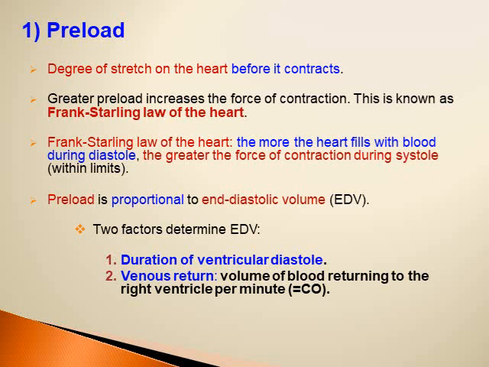The second important factor that determines the end diastolic volume, or the volume of blood that will be in the ventricles at the end of ventricular diastole, is the volume of venous return. Venous return is the volume of blood returning to the right ventricle per minute. So we have the right ventricular venous return, and we have the venous return to the left side. So it is just the amount of blood returning to any ventricle in 1 minute, and theoretically it should be exactly equal to the cardiac output, because we said the heart will pump whatever it receives. If the heart receives 5 liters of blood per minute, it will pump 5 liters of blood per minute. This is what the normal heart will do.